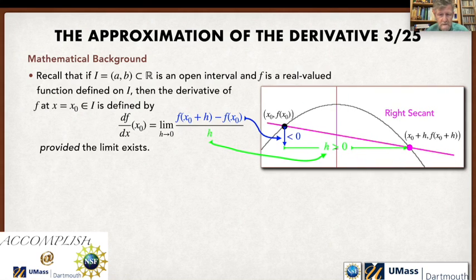Now here's a figure with all the quantities labeled. And you can see in this case, the numerator represents this drop. That is, f of x0 is actually above f of x0 plus h. So the numerator is actually negative, while the denominator is actually positive because x0 is to the left of x0 plus h, or x0 plus h is actually to the right of x0.